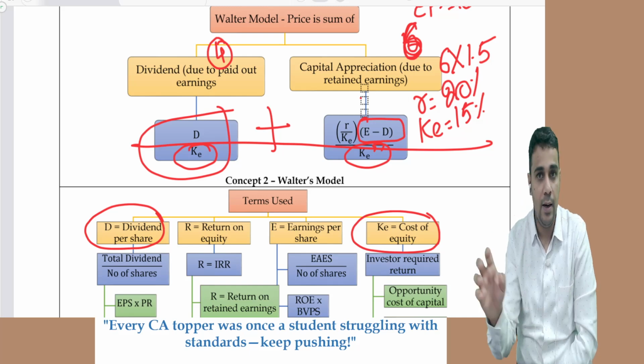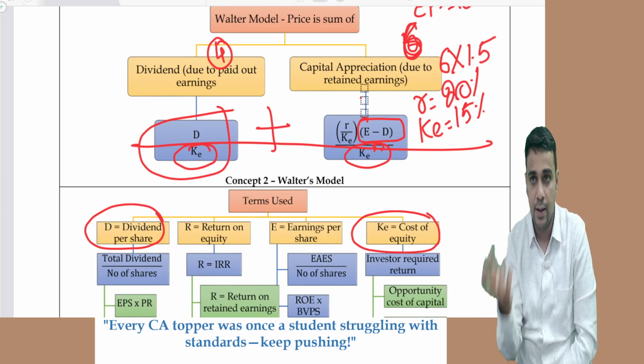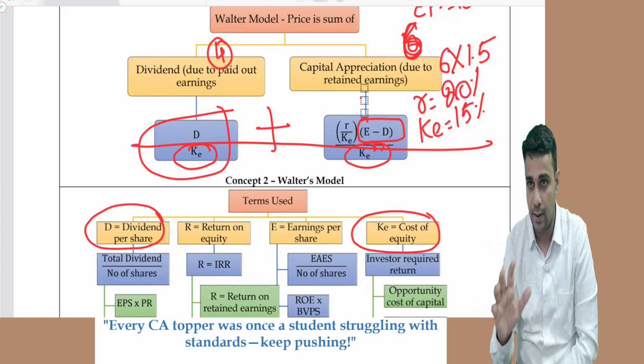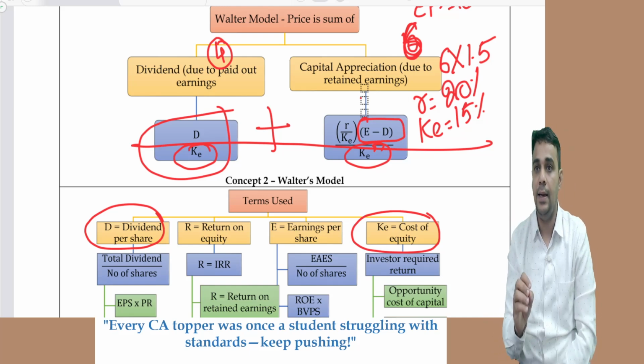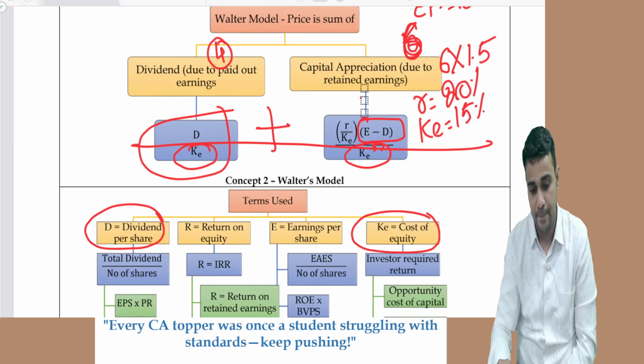Can I have a common denominator? Yes, go ahead and have a common denominator. Do you want to do it separately? Do it separately. Together, do it together. It doesn't really matter. The concept is very simple. D by KE plus R by KE into E minus D, divided by KE.